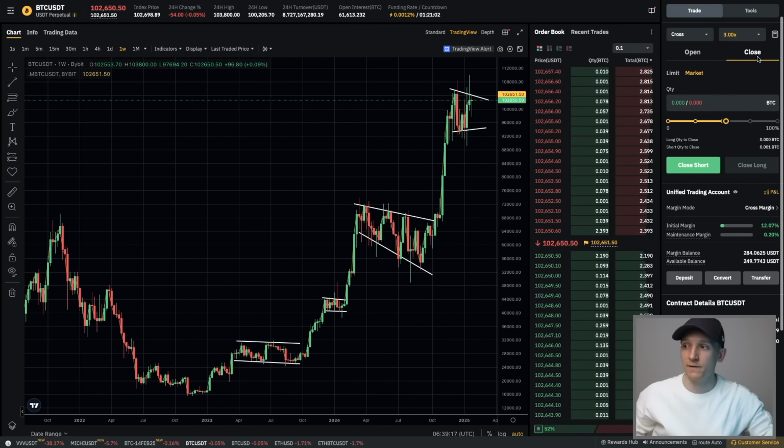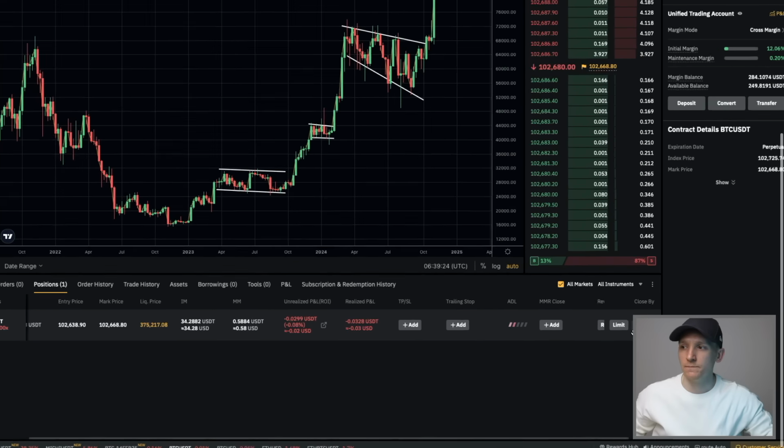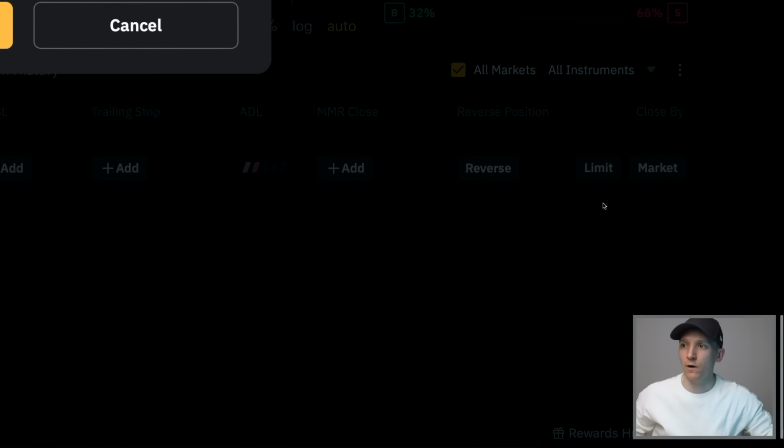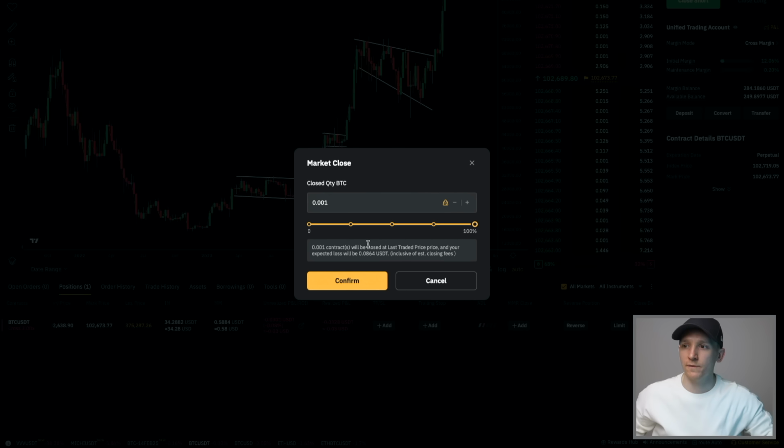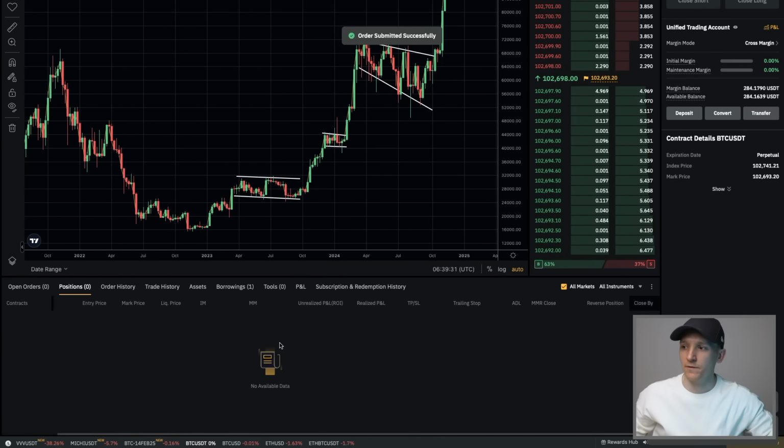So you go back to close here. Because you have a short, you would close the short here by going long the same amount. But you can also come down here and market order to close. And we'll close 100% of the position and press confirm. And that cancels out the position.